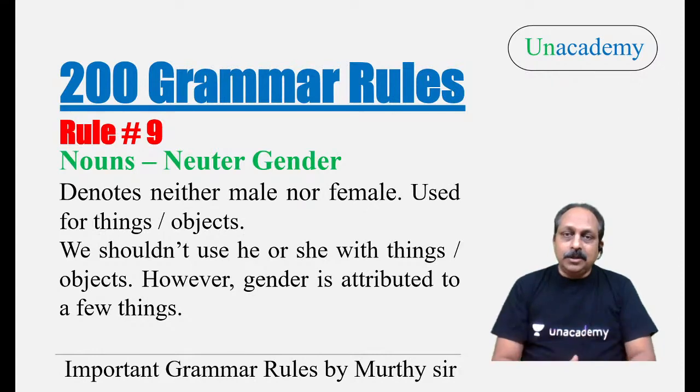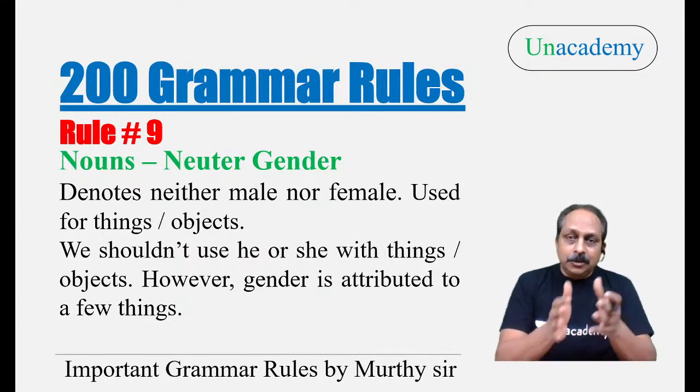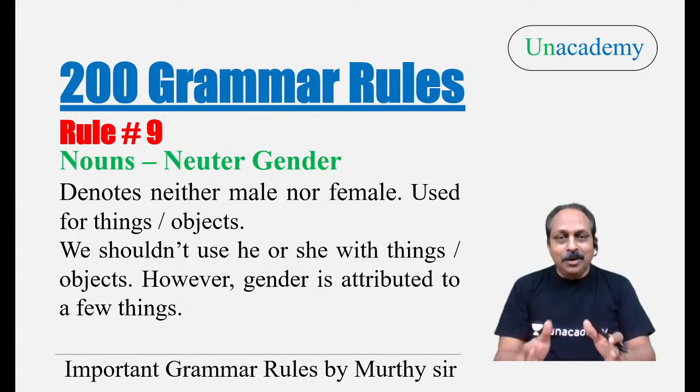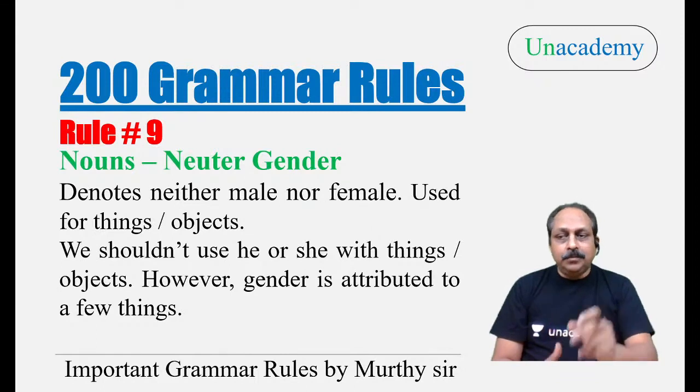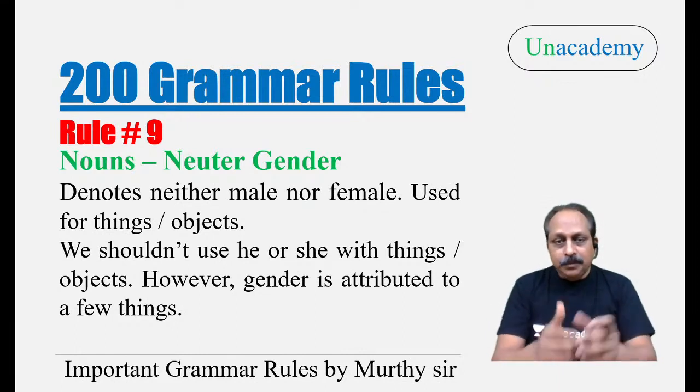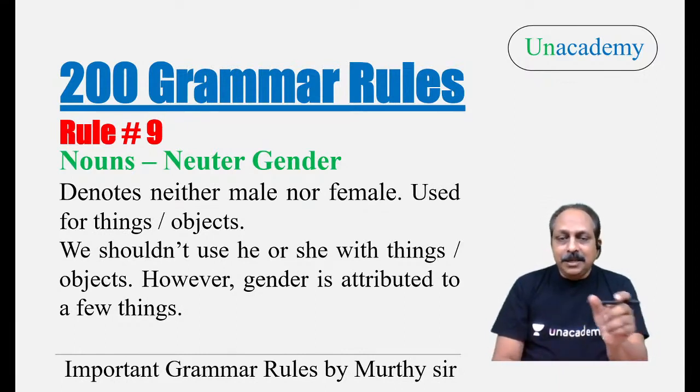Now, what is neuter gender? There's a common error over here. A lot of students think it is neutral. It is not neutral, it is neuter. Be careful with the spelling. It denotes neither male nor female. It is used for things or objects. And what is the rule over here? Because we talk about things or objects, we should not use he or she with things or objects. You all must be knowing that.